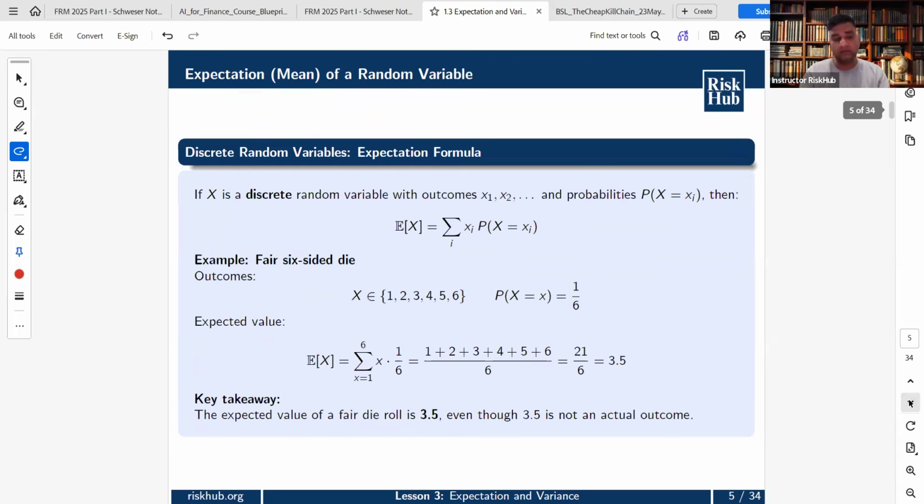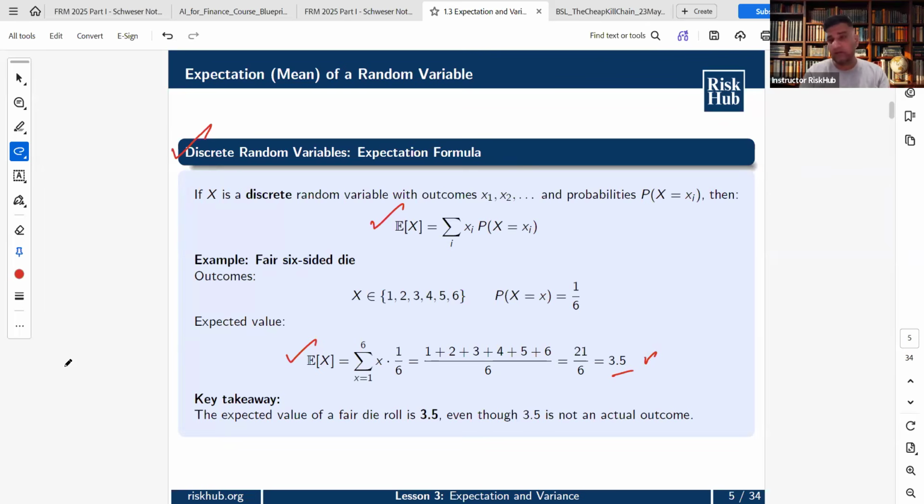Now, once we have seen this, we get into the next part. From here, we start with a little bit of maths: the discrete random variable expectation formula. The slide gives the formal formula, which is the one I told you. Example: let's say a fair die, with possible outcomes 1, 2, 3, 4, 5, 6, and probability of each x equal to 1/6. Substituting the values, we get 3.5.